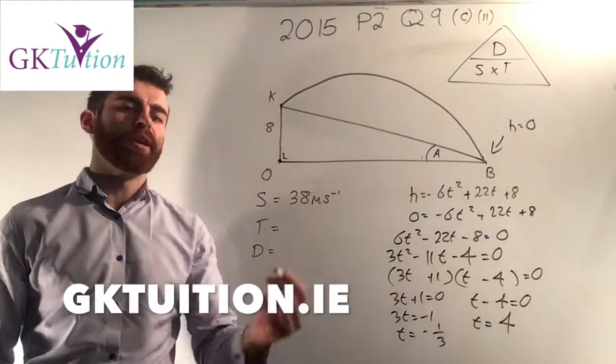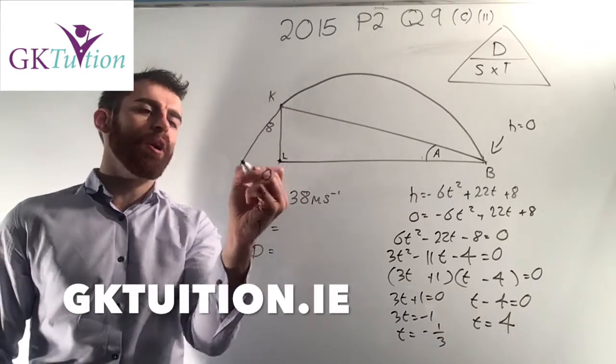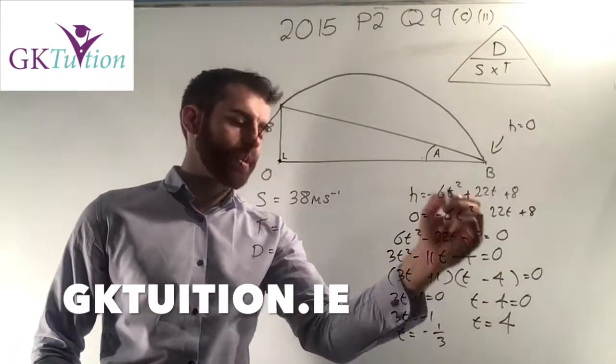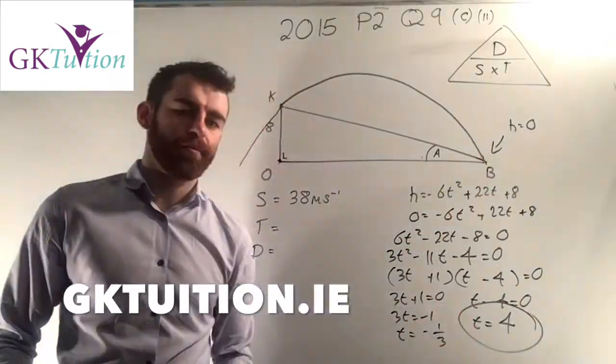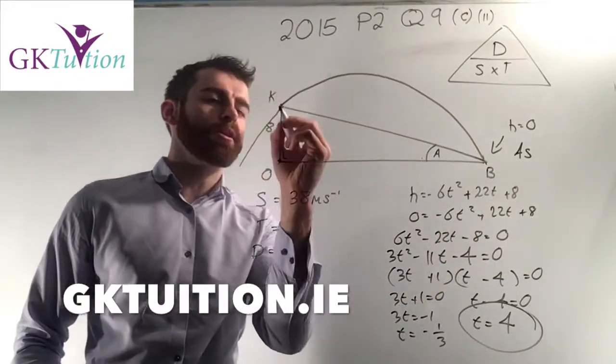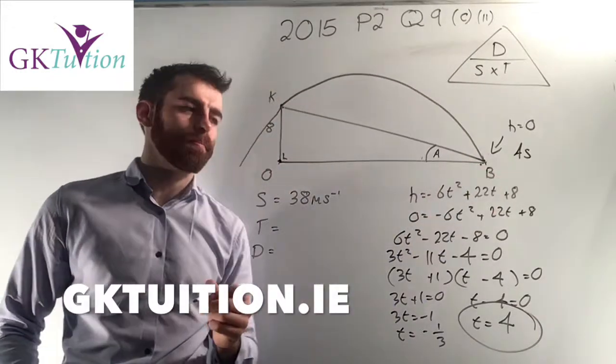Now if you visualize your minus 1/3, imagine if you continue this one on this way, at minus 1/3 it would hit the ground as well. Obviously I'm concerned with this one, which is the time 4. T equals 4, that means it takes 4 seconds for the ball to get from K to B. So Joan hits the ball and 4 seconds later it lands at B.